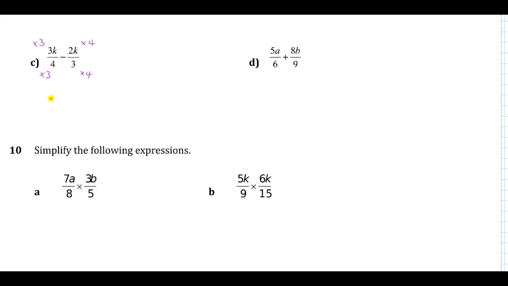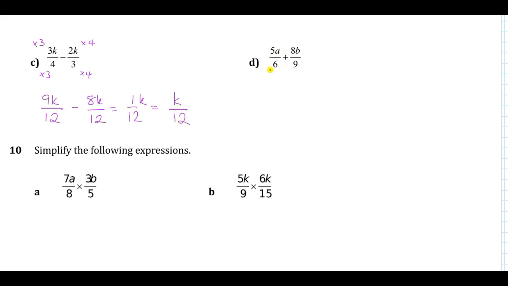So this gives me 9k over 12, subtract 8k over 12. I now have a common denominator. 9 twelfths take 8 twelfths is 1 over 12, which we can write as k over 12.